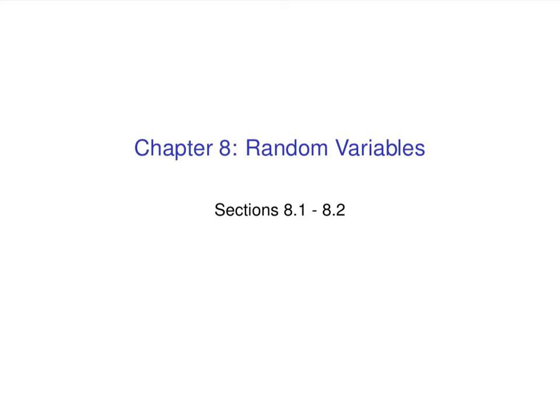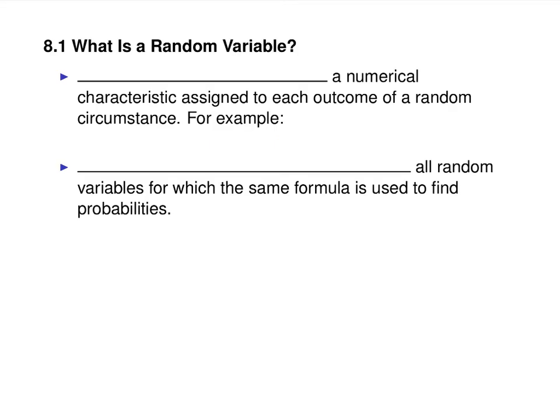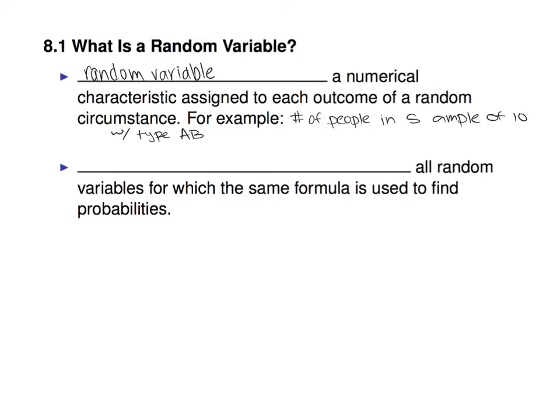In this lesson, we are going to start discussing random variables. So first of all, a random variable is a numerical characteristic that's assigned to each outcome of a random circumstance. So for example, what a random variable could be the number of people in a sample of, say, 10 with type AB blood.